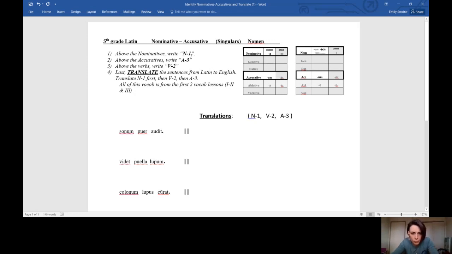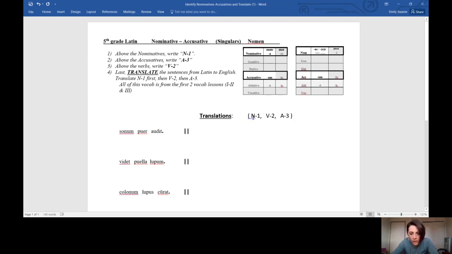Well, there's a reason I'm having you write these numbers, and that is because what I'm finding a lot of students are having trouble with is trying to arrange these sentences when you make it into English and not really figuring out which noun to put first, and that's really a struggle right now. So when you translate, basically what I'm saying is translate N1 first, then V2, then A3. What I'm saying is translate the nominative first, translate the verb second, and translate the accusative third. Okay, and so that's what this order represents up here.